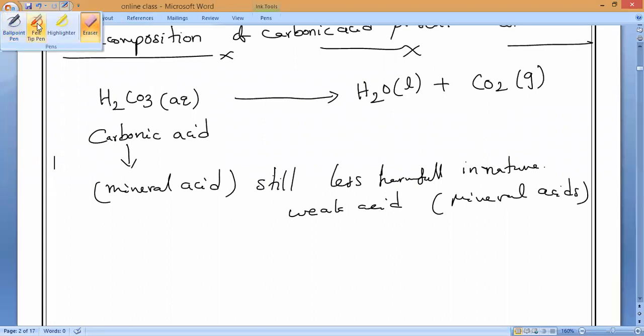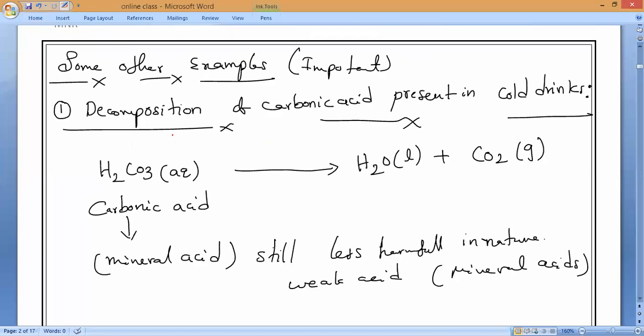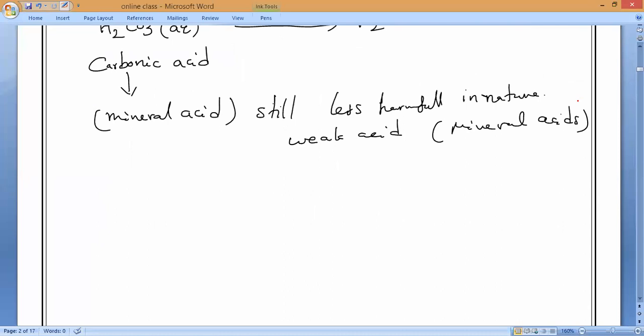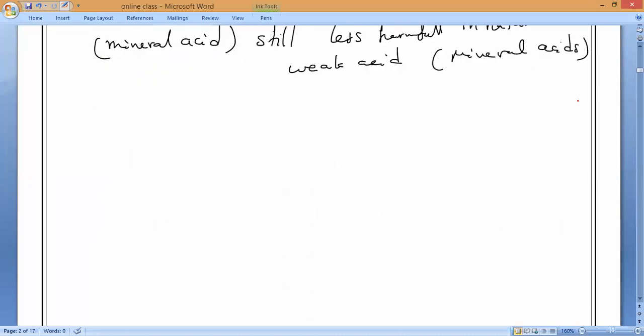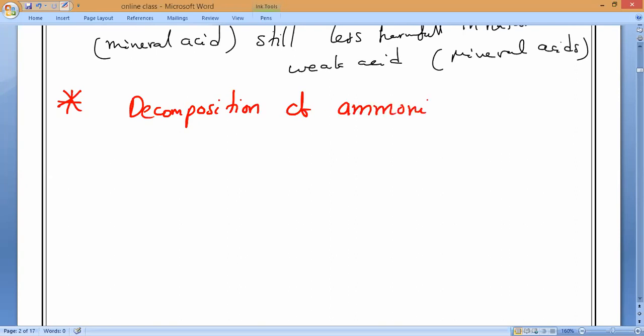This is one of the major important equations which takes place in our daily life: decomposition of carbonic acid present in cool drinks. Is it okay, guys? Please respond. Next is decomposition of ammonium hydroxide. Very, very important. Ammonium hydroxide formula? NH4OH. Very good.